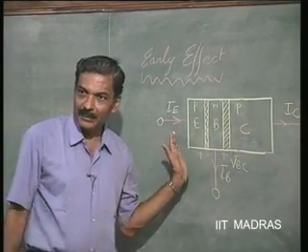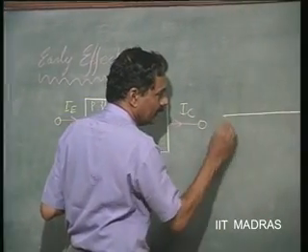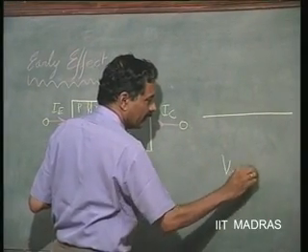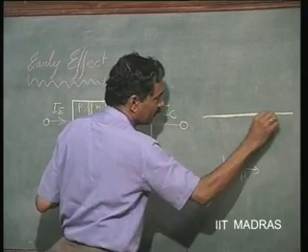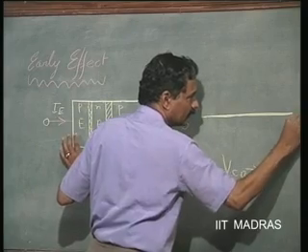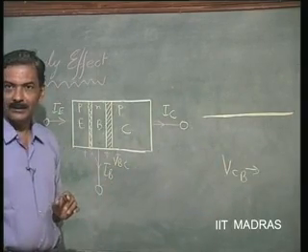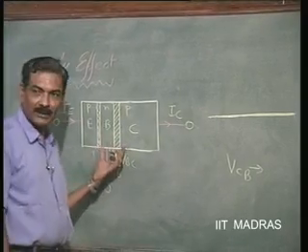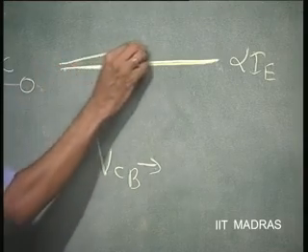For the same IE, let us say earlier we said for a given IE, and this is the VCB variation, this is going to remain constant at alpha times IE. If alpha is now going to increase as VCB increases because of early effect, then what you will see is going to be the effect like this.